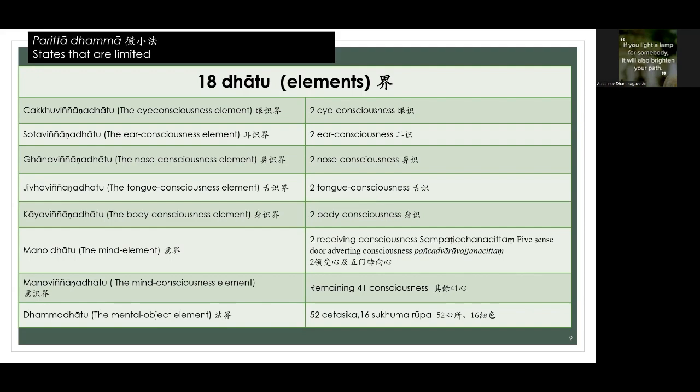Next, we get the mano dhātu, and here we get 3 chitta, the 2 sampaticchana and the panchadvara vajjana chitta. Next, under mano vijnana dhātu, all remaining consciousness are classified. So in total, we had 54 consciousness. When we deduct the 13 consciousness that we mentioned before, we are left with 41 consciousness, and these are classified under mano vijnana dhātu. And finally, dhamma dhātu gets everything else, which are the 52 cetasika and the 16 sukuma rupa.